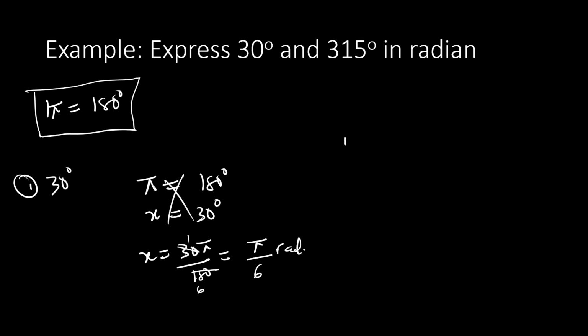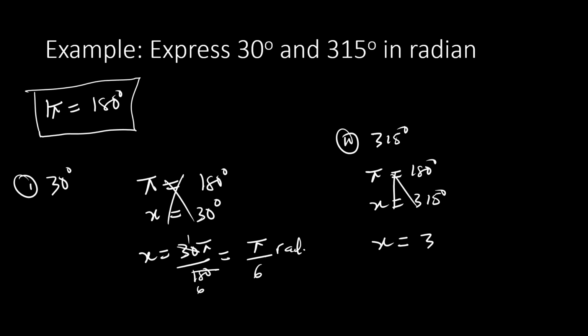The same way for the second one, 315 degrees, we have pi equal to 180 degrees. So x is going to be 315 degrees. Cross multiplying, we are going to have x equal to 315 pi over 180, and then we have our answer to be 7 over 4 pi. Let me put that in radian. So 30 degrees equals pi over 6 radian, and 315 degrees equals 7 over 4 pi radians.